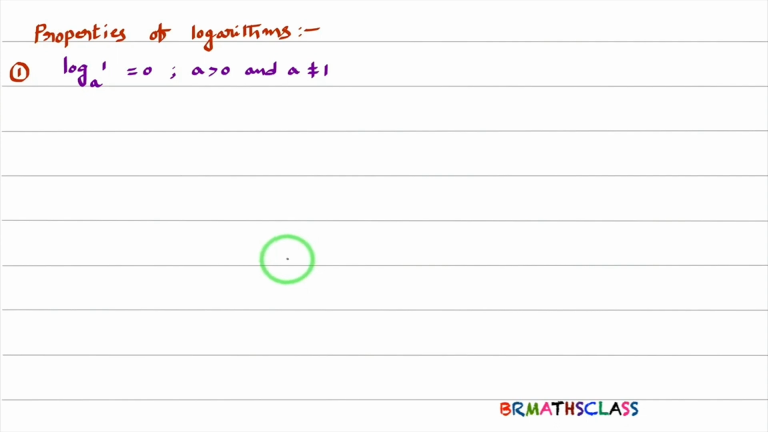Total 9 properties are there. And this is the first property. What is the first property? Log 1 base a is 0. Here, a is a positive real number and a is not equal to 1. So this result holds good when a is greater than 0 and a is not equal to 1. So we will see the proof of this result.